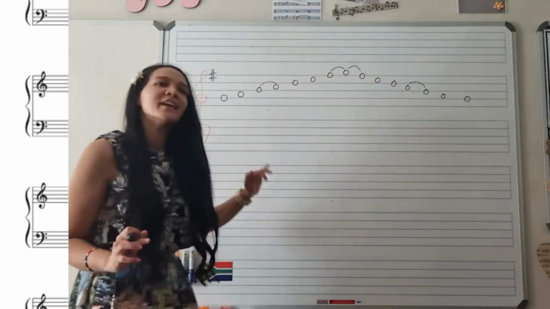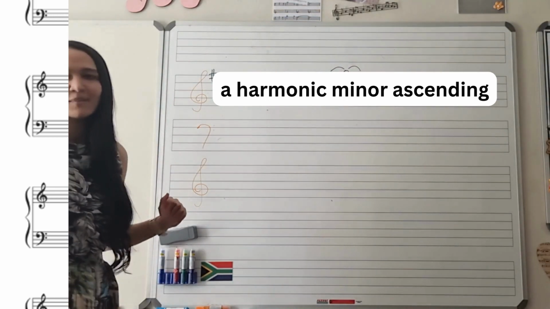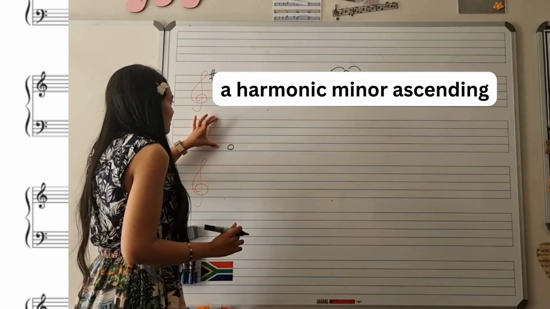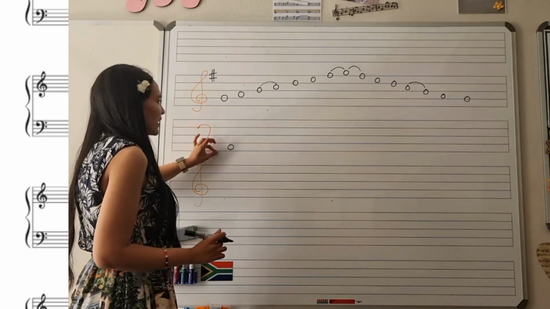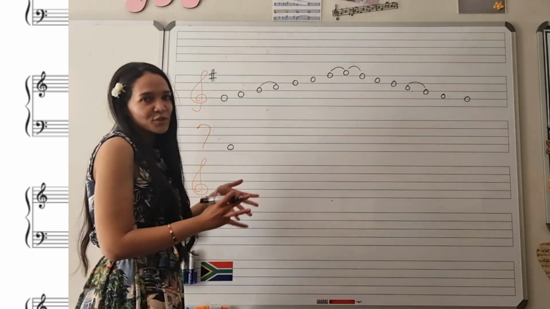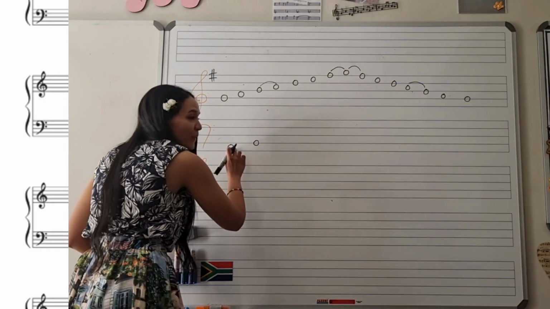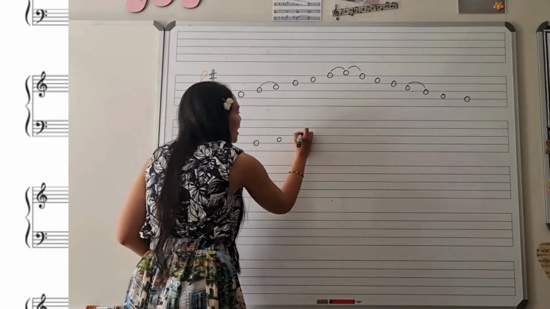Then next, we have A harmonic minor in the bass clef. So we're definitely going to start on A. A minor does not have any sharps or flats. It has a key signature of 0 sharps, 0 flats. So we're just going to start on A, on the correct note in the bass clef, and go up our 8 notes.